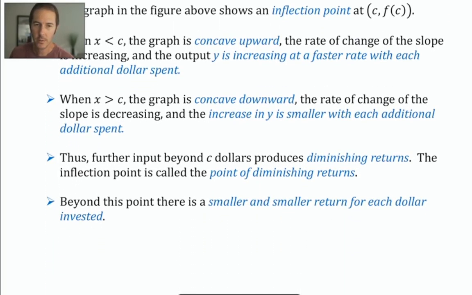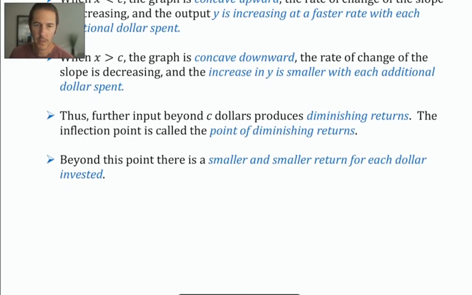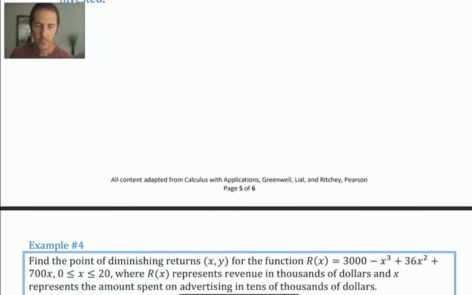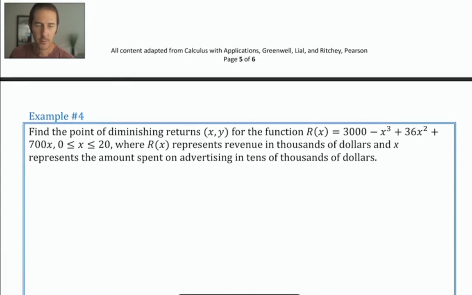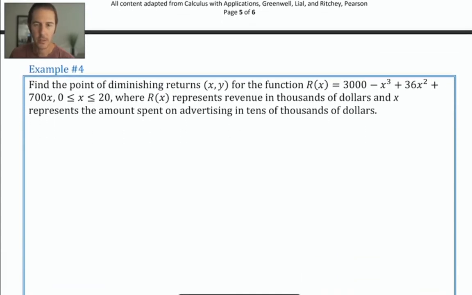So everything that's in here, you can read all of this stuff. It's what we just talked about, which drops us into this example problem, which is our last example and last problem for the section. And we want to find the point of diminishing returns as an ordered pair x comma y for this revenue equation R of x, which is equal to blah blah blah.